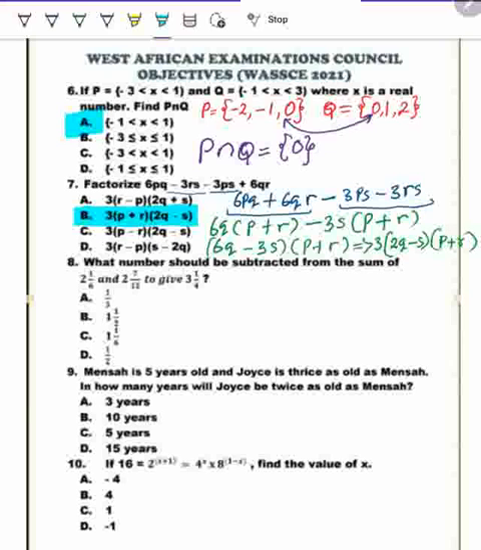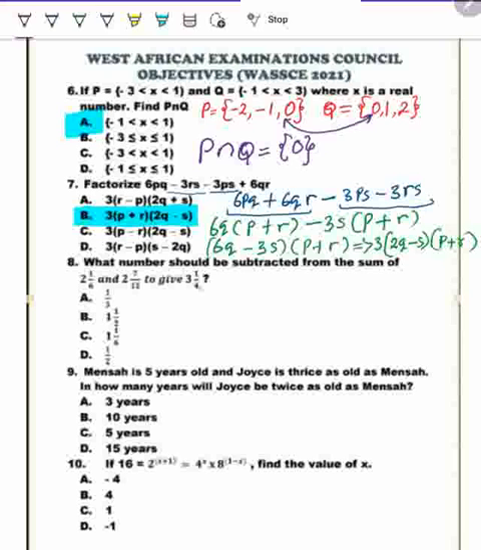And then we have question number 8. What number should be subtracted from the sum of 2 whole number 1/6 and 2 whole number 7/12 to give 3 whole number 1/4? Any number that will be subtracted from the sum of 2 whole number 1/6 and 2 whole number 7/12 to give 3 whole number 1/4.